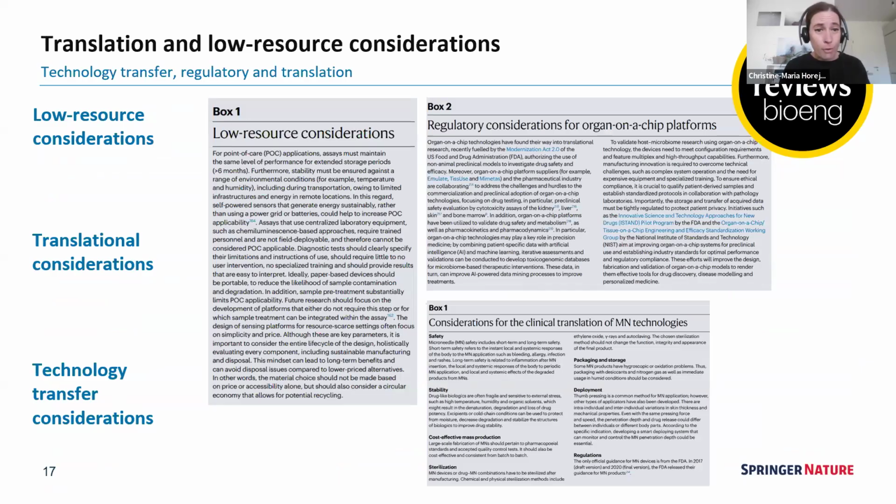Therefore, many of our authors discuss low resource considerations in their articles. That is, how their systems and innovation can function in regions with resource limited settings. For example, limited or unreliable electricity supply or limited cold chains, which is especially important for medicines and vaccines, but also limited healthcare facilities or personnel.